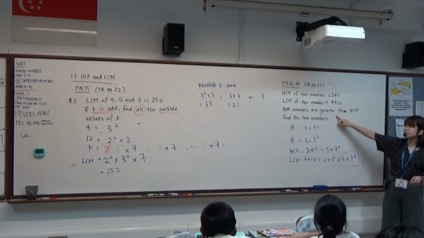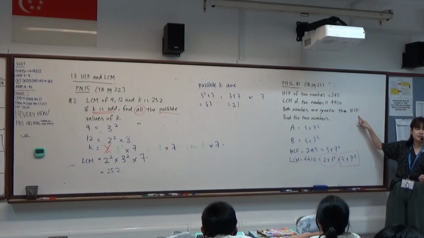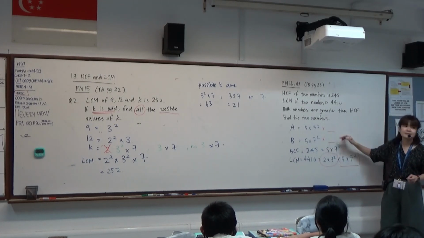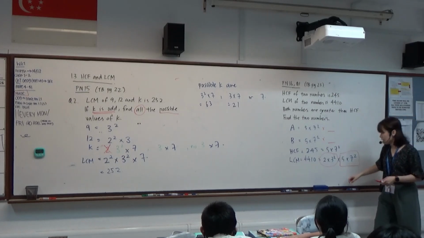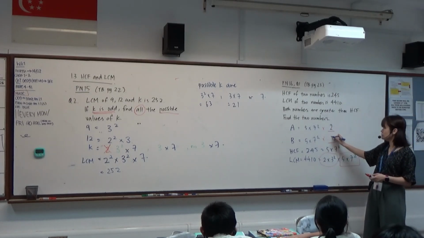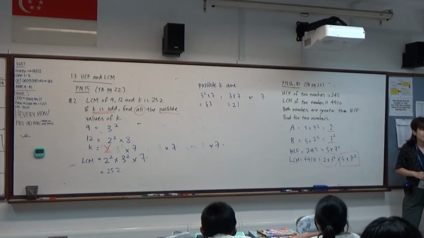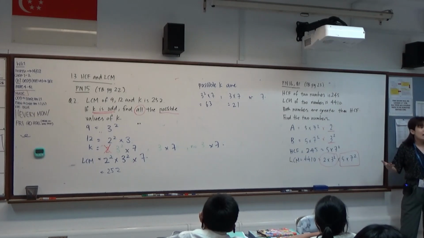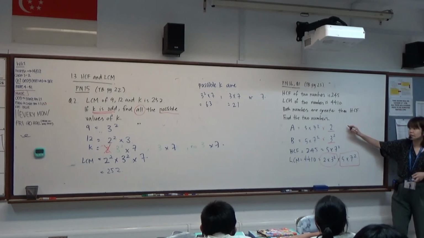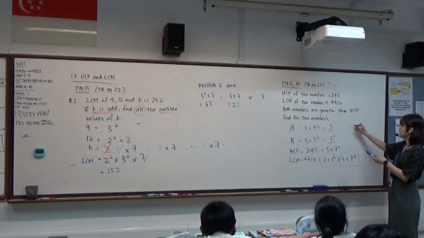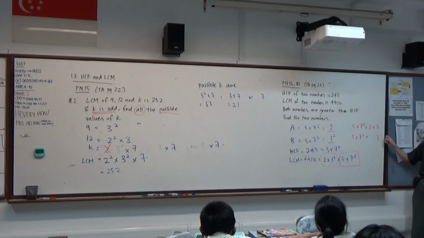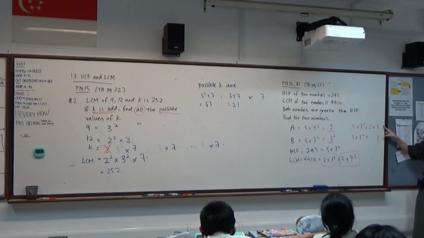Why? Because the question says both numbers are greater than HCF. That means A and B must multiply with something else. So this one can be 2, this one can be 3 squared. Or else the other way around also okay, it doesn't matter. However, I want to point out that it cannot be 5 times 7 squared times 2 times 3 and 5 times 7 squared times 3. I cannot separate out the 3 into 2 different parts.